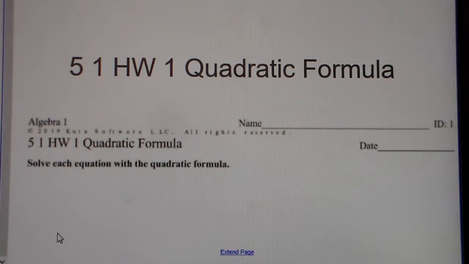Alright, ladies and gentlemen, this is 5.1 HW1 quadratic formula. We're going to take our usual quadratic formula equations and solve them out. However, we're going to throw a little twist into it and make it a little bit harder, whereas you have to isolate and put everything in the correct standard form first before we crunch out the quadratic formula. So it makes it a little bit tougher.